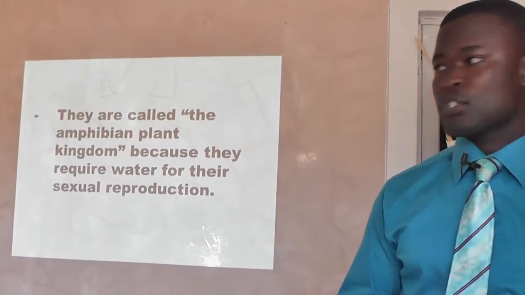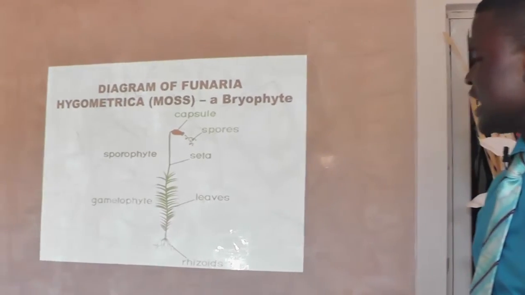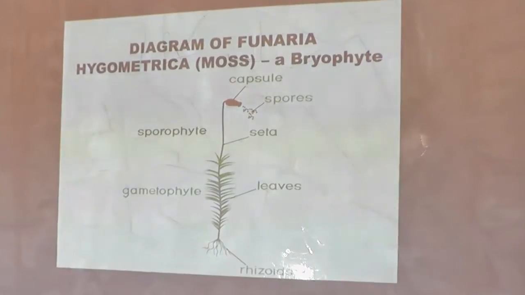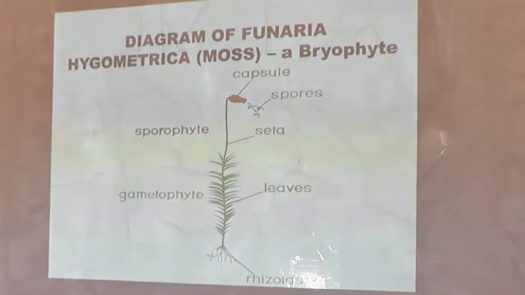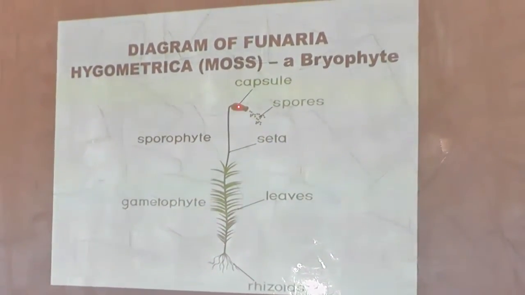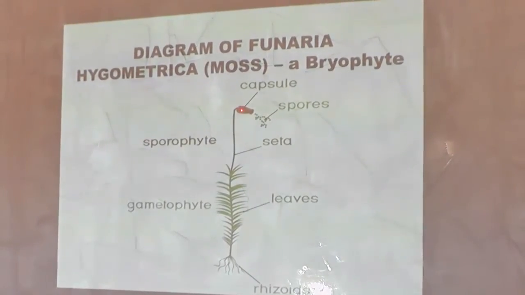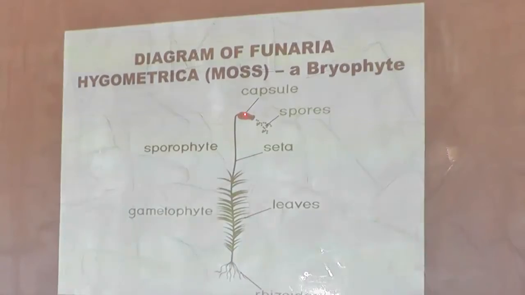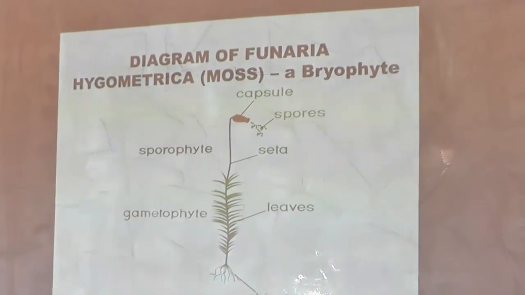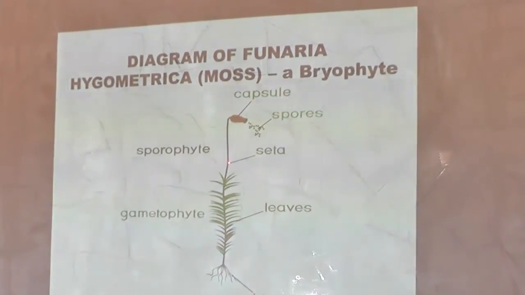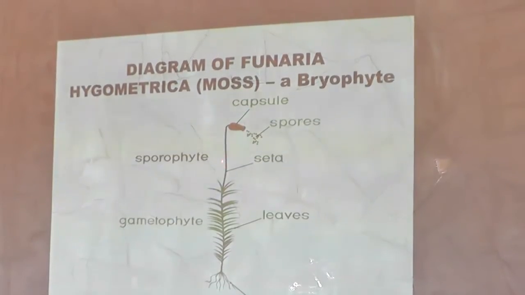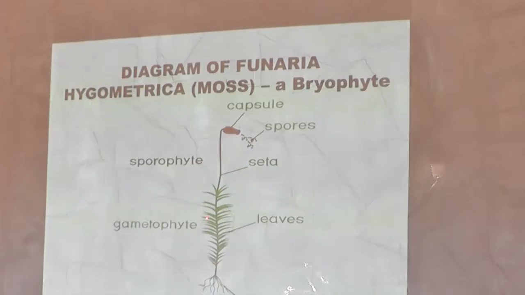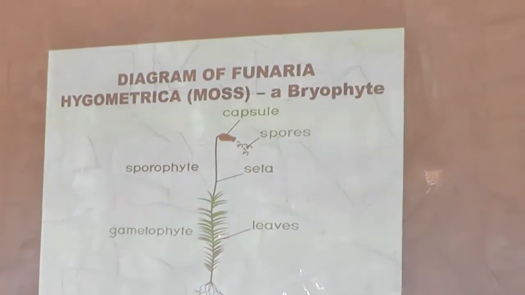So that will bring us to see a picture of what a moss plant, which is an example of bryophyte, actually looks like. So this is the capsule. This capsule bears the spores that they use in carrying out asexual reproduction. Then we have what we call the seta, instead of a stem, we call it seta. Then those things are the leaves. Yes, they are the leaves.